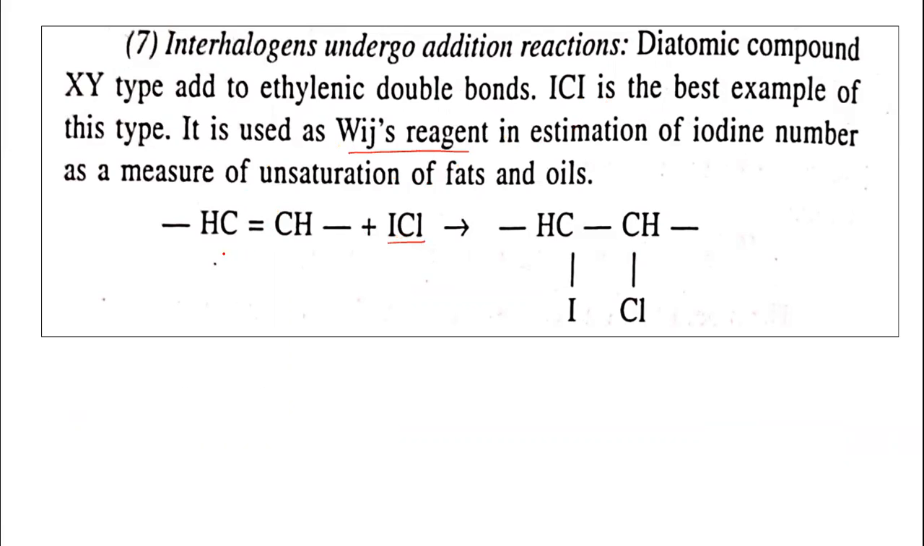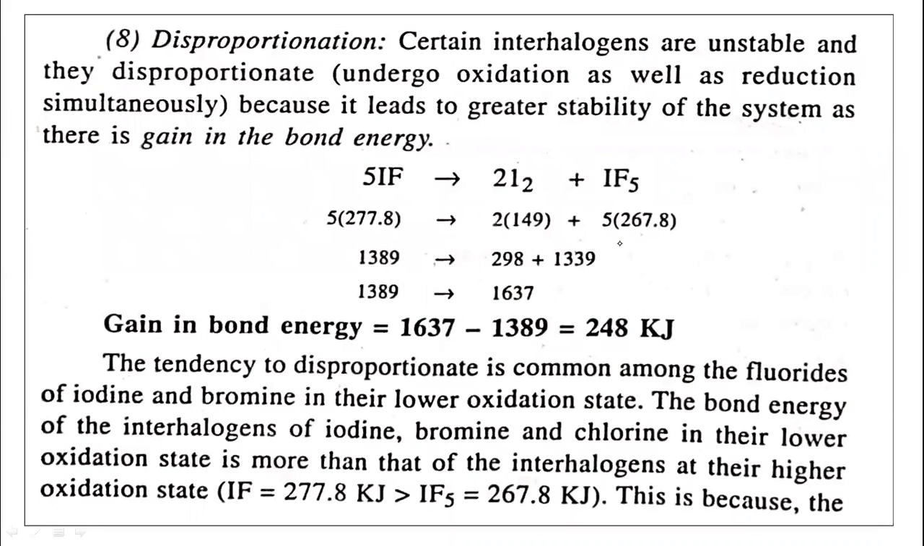This is the organic reaction. It is added into the ethylenic molecule. Okay, you can see here. So let us see the addition of iodine and chlorine. The double bond breaks and iodine and chlorine get added here. So this is the addition reaction. Interhalogens undergo addition reaction. Now let us discuss a very important general property of the interhalogen compounds.